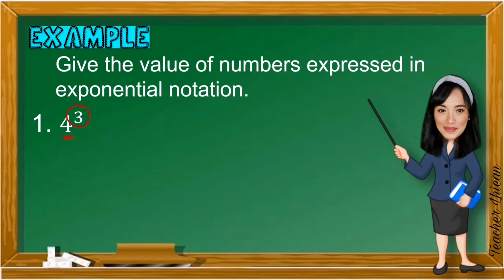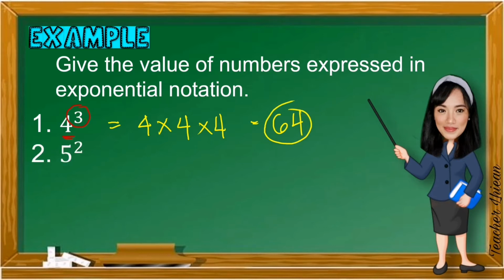So, ibig sabihin, imumultiply natin si 4 ng 3 beses sa sarili niya. So, it will be equal to 4 times 4 times 4. So, we will get the product of 4 times 4 is 16. Then, multiply to another 4, which is equal to 64. So, ibig sabihin, 4 raised to the 3rd power is equal to 64.